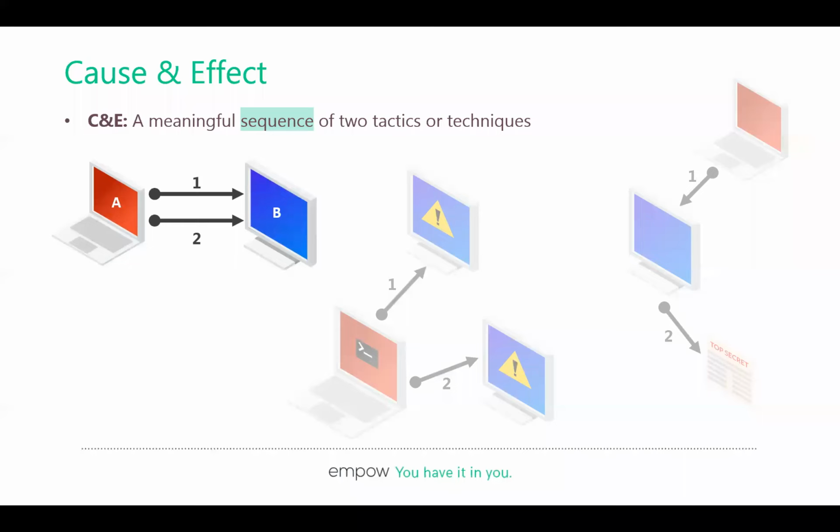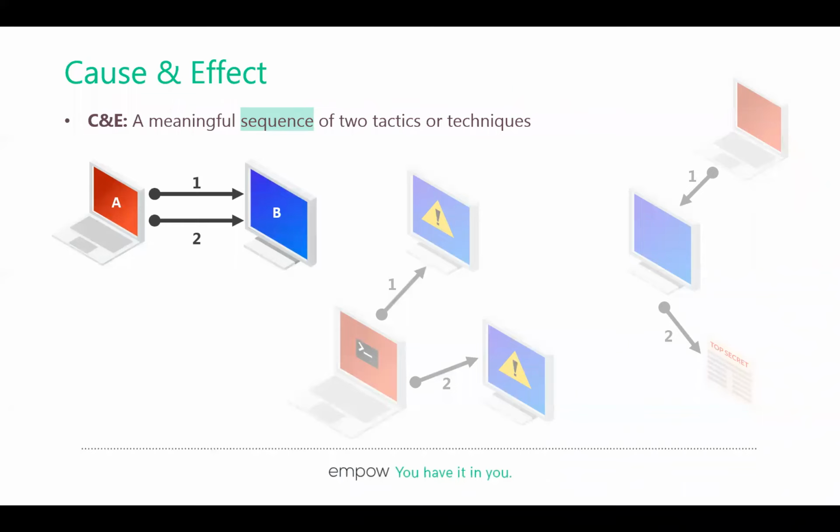Now, we in empow take this knowledge about tactics and techniques, this kind of abstraction, and use it in a way that we call cause and effect relations. Cause and effect is a meaningful sequence of two tactics or techniques. And I'll give you some examples to make sure you understand how it works.